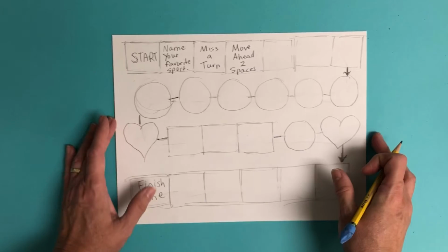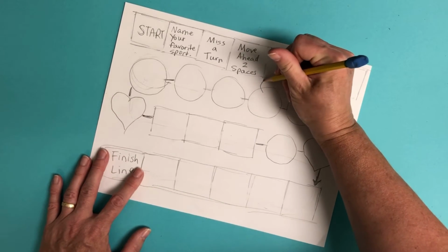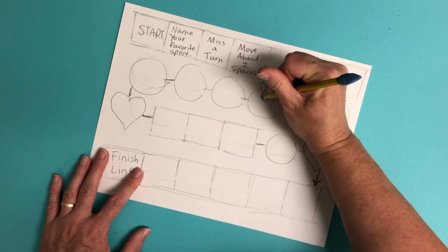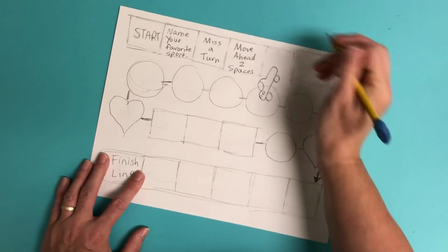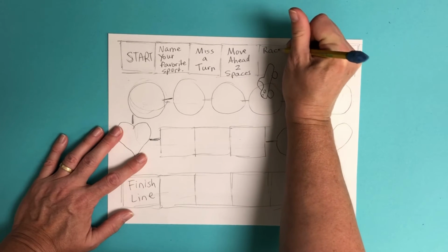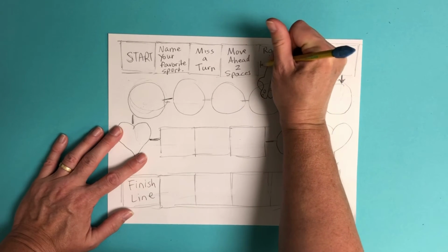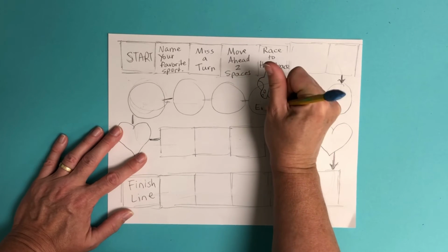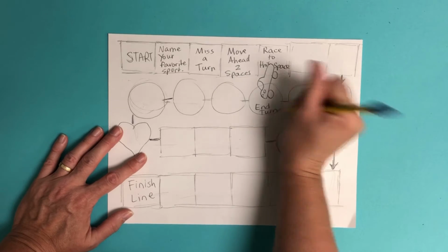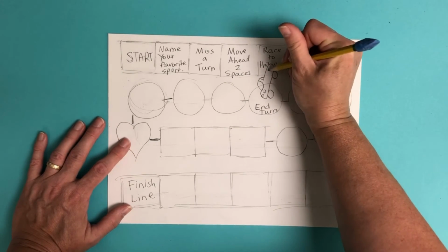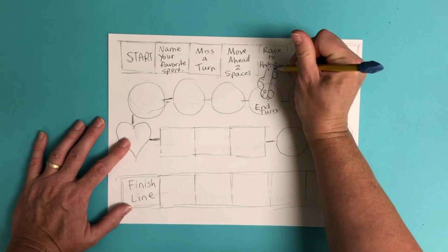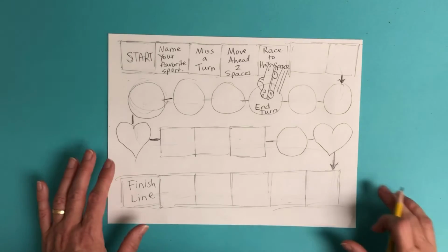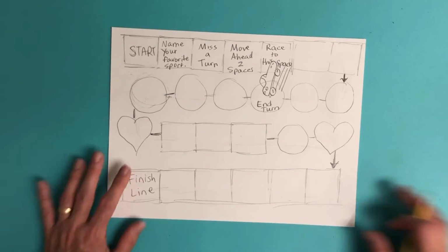And you know, because this is a sports theme, I think I'm going to have a race car here. Race to this space, and then when you get here you'll end your turn. All right, so I've got my little fancy race car going here. Nice. Sound effects are always appreciated.